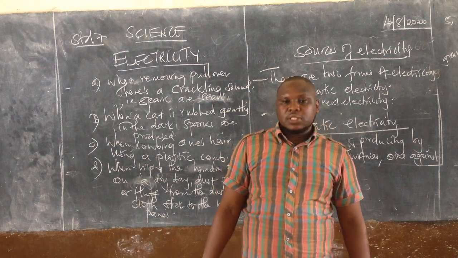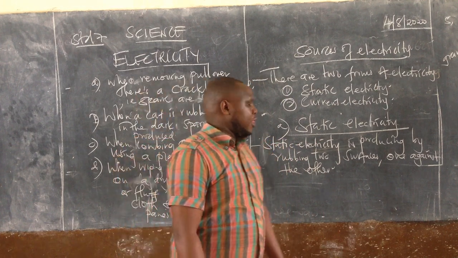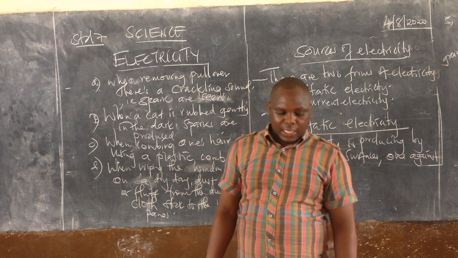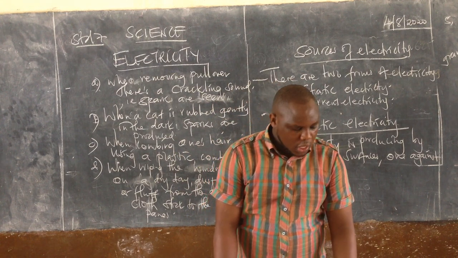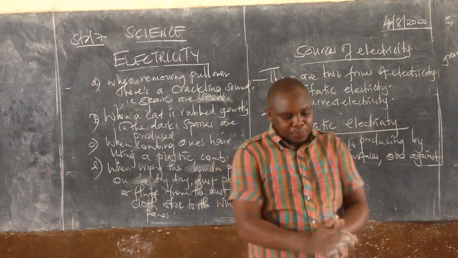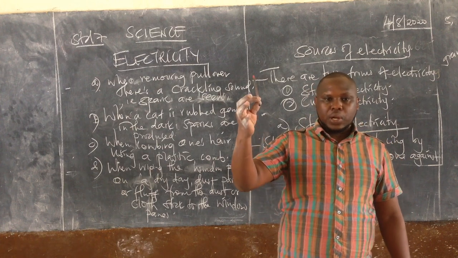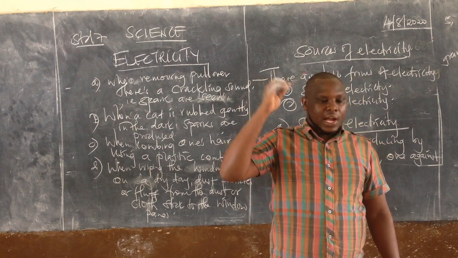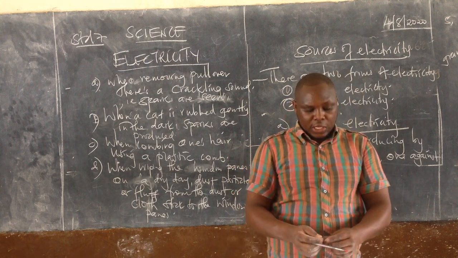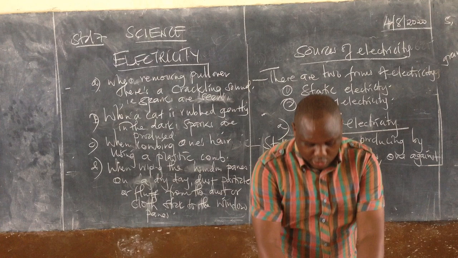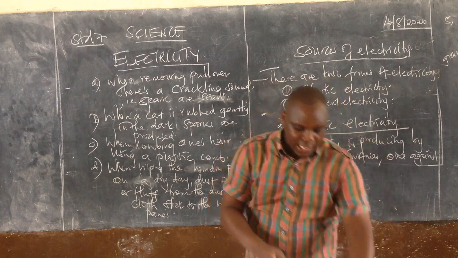So those are a number of activities that you can do to demonstrate the production of static electricity. We also have another one. If you rub a plastic pen like this one on your ear, and you try to attract some papers, that is also going to work. You'll see them sticking on the pen, and that is because of static electricity.